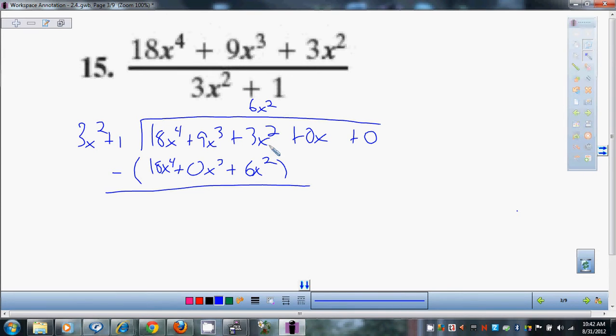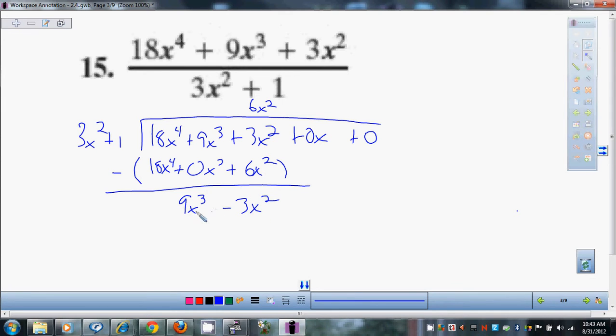Okay, here we go. We're going to subtract. What is 18x to the 4th minus 18x to the 4th? Happy face. 9x cubed minus 0x cubed is 9x cubed. 3x squared minus 6x squared. And we're ready to repeat the process. It is exciting.